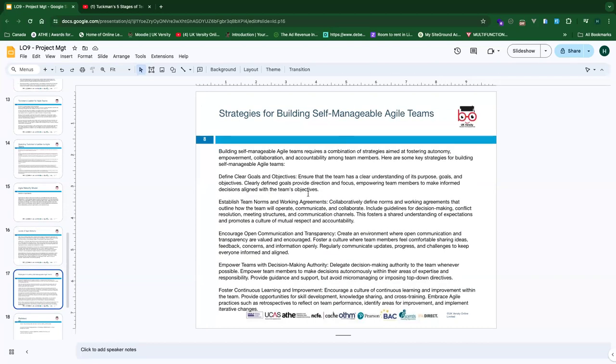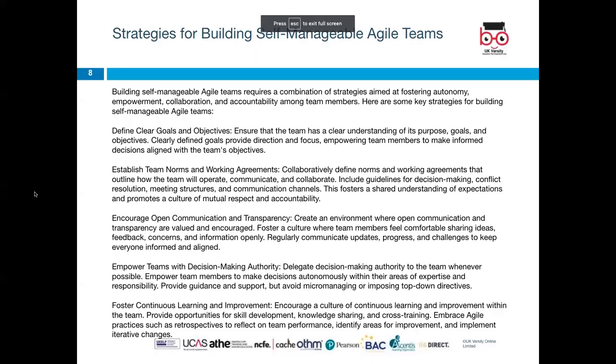So, what are the strategies for building self-manageable agile teams? Building self-manageable agile teams requires a combination of strategies aimed at fostering autonomy, empowerment, collaboration, and accountability among team members. Here are some key strategies for building self-manageable teams. Obviously, you have to define clear goals and objectives, establish norms and working agreements, encourage open communication and transparency, empower teams with decision-making authority, and foster continuous learning and improvement.